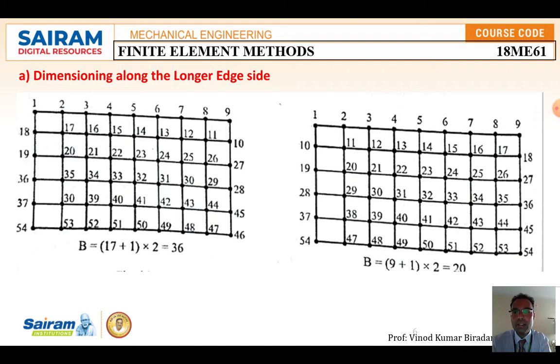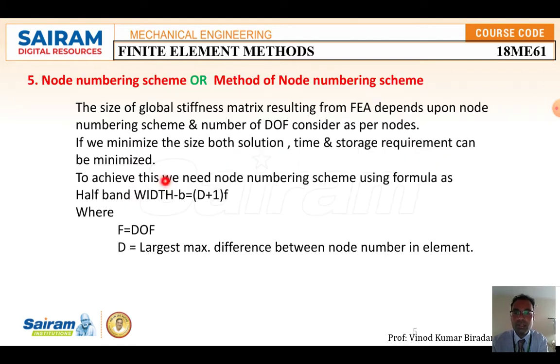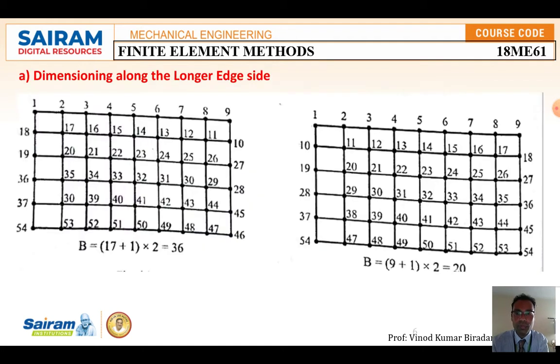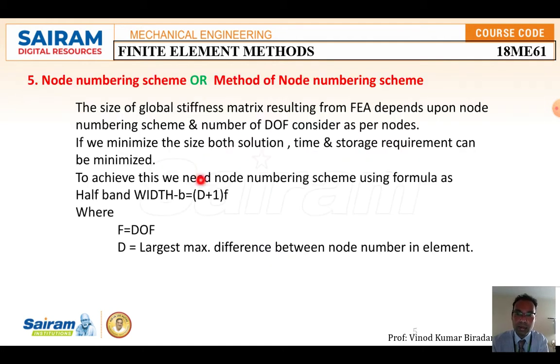Okay, so how to calculate the bandwidth here? B is equal to what? B is equal to 17 plus 1 into 2, this is 36. We have the formula: bandwidth B is equal to d plus 1 into f, where d stands for the largest difference between the two node numberings of an element, and f is the degree of freedom.